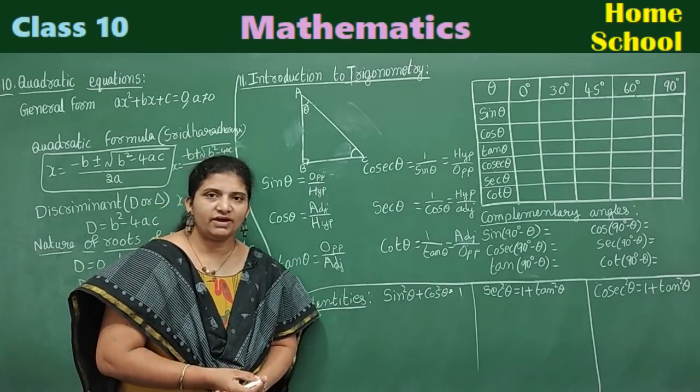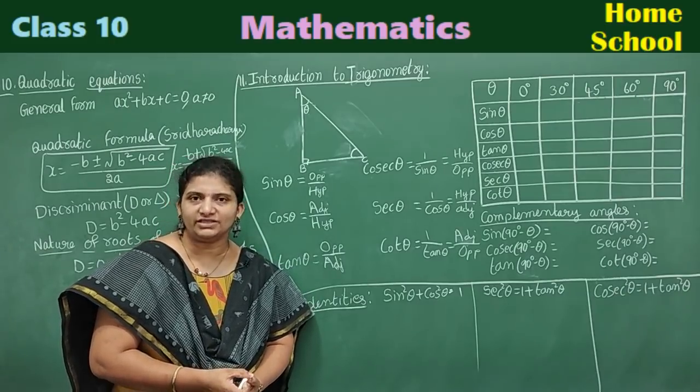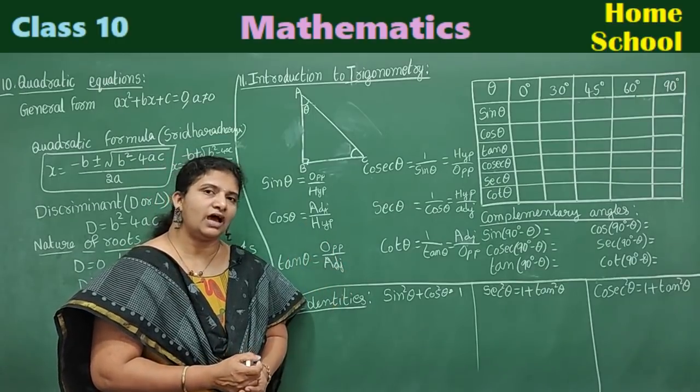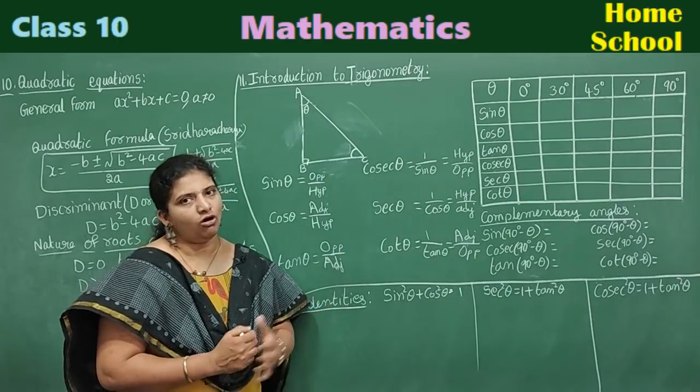Sin theta, opposite by hypotenuse. Cos theta, adjacent by hypotenuse. Tan theta, opposite by adjacent. Cosecant theta, hypotenuse by opposite. Secant theta, hypotenuse by adjacent. Cot theta, adjacent by opposite.